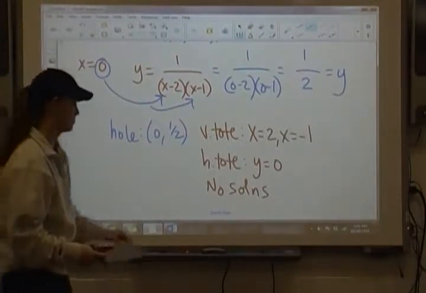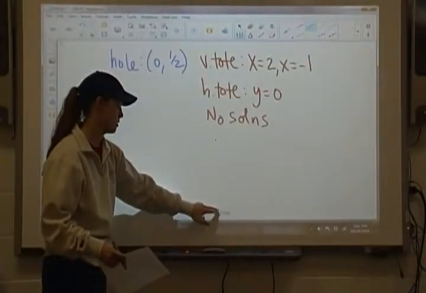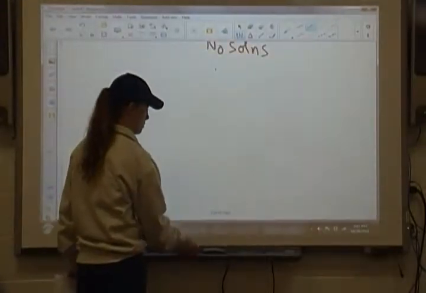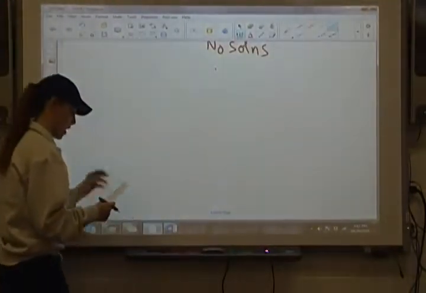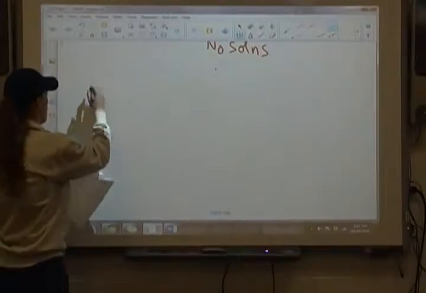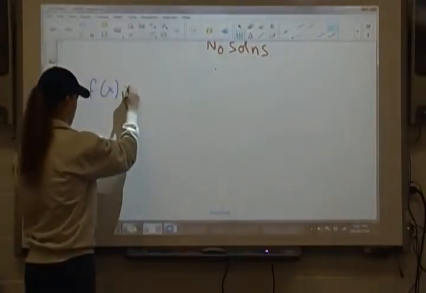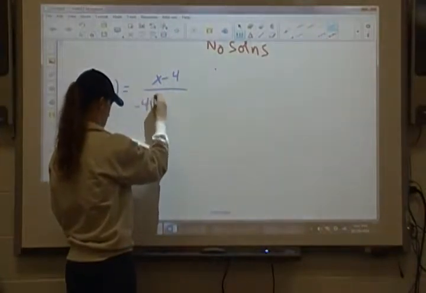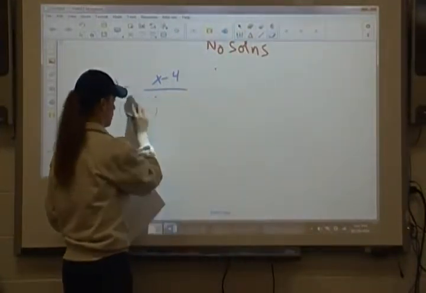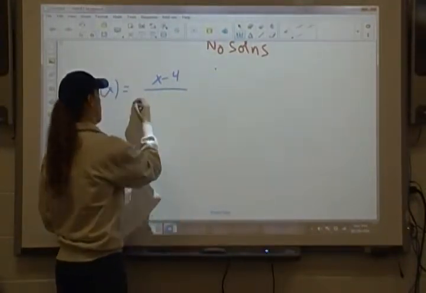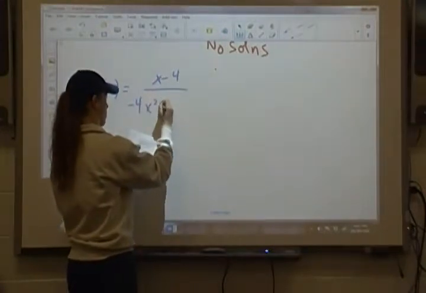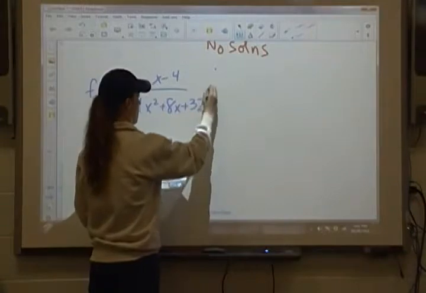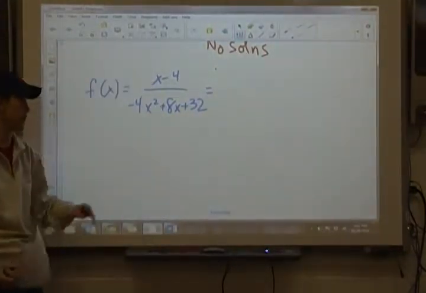Let's do another example. So next example, we've got f of x is equal to x minus 4 over -4x squared plus 8x plus 32. I'm trying to factor before I'm done. And so we want to factor that denominator.